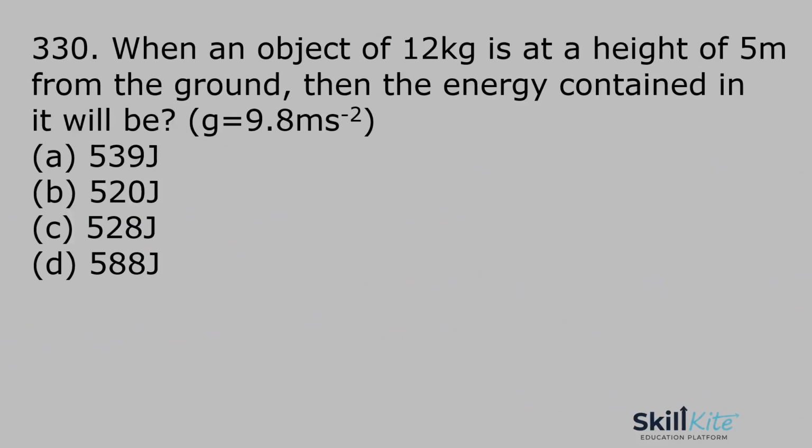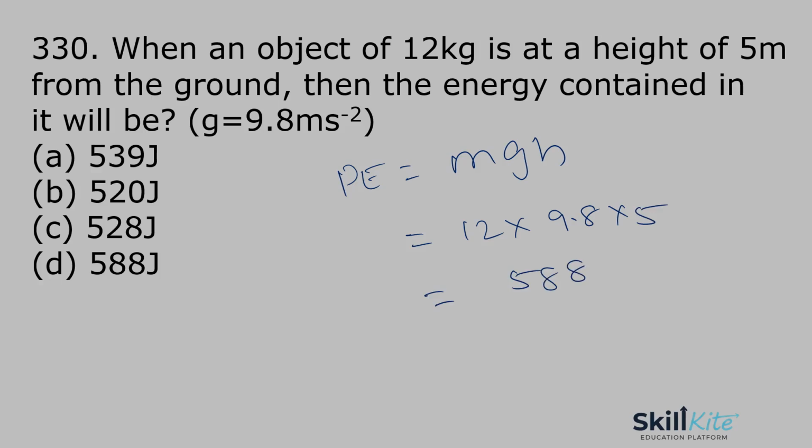When an object of 12 kg is at a height of 5 meter from the ground, then the energy contained in it will be. So here he asking about the potential energy. Okay, so potential energy that is equals to mgh కదా. So mass 12 kg, g 9.8 into 5. Okay, so 60 into 9.8, so it is around 588 joules. Okay, so it's option D.